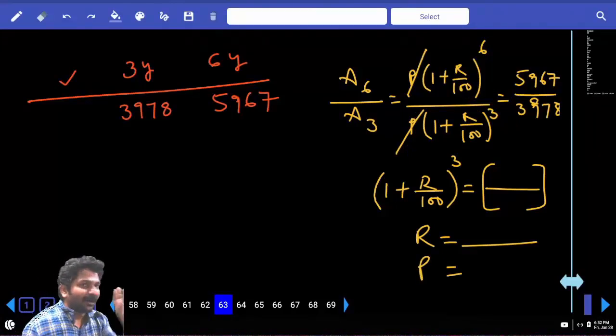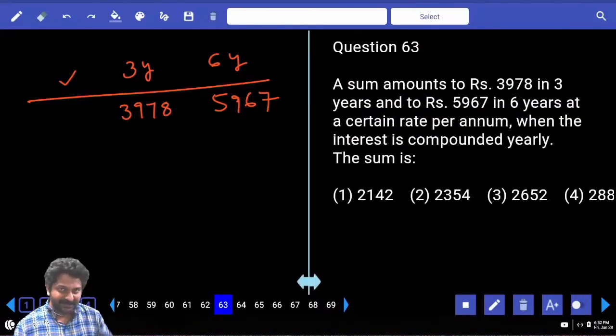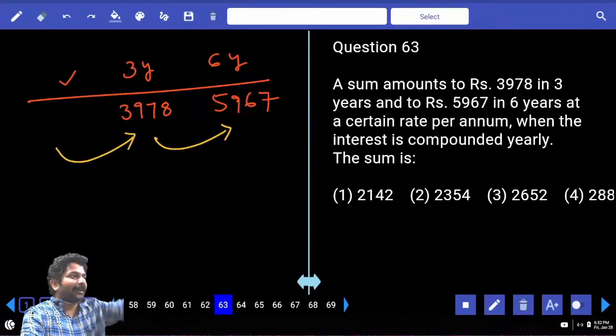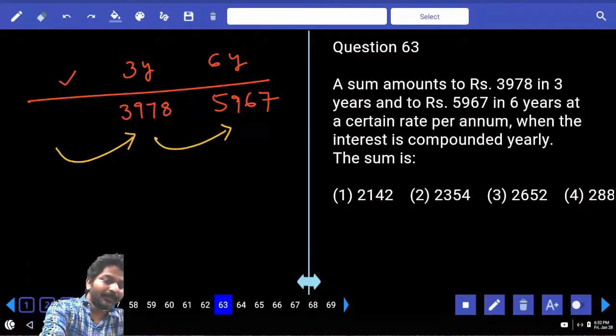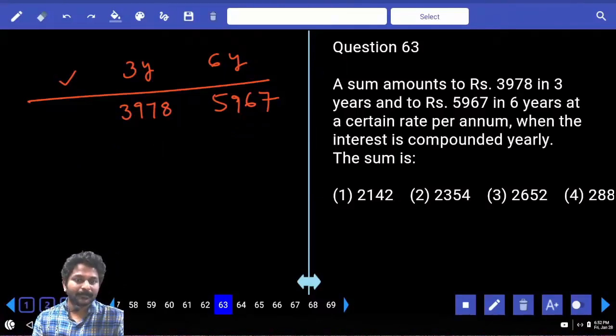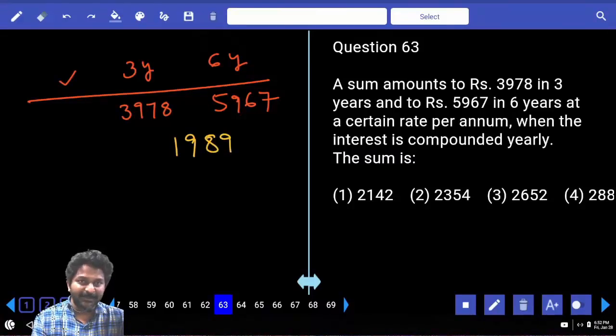Will it take time or not? Yes or no? Forget about this, I never recommend the formula first of all. What effect will happen here? The same effect will be there between the initial value and the amount after 3 years. Correct? Tell me the difference between these two numbers. The difference between these two numbers, 5967 minus 3978, 1989 is the difference.